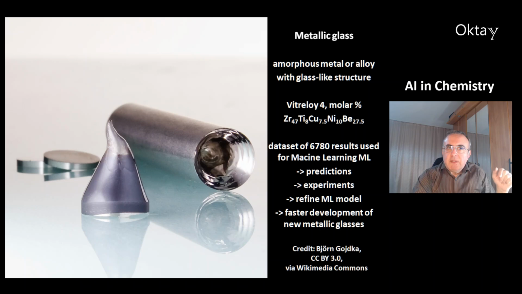This is a nice picture of a metallic glass. The metallic glass is an amorphous metal or alloy with glass-like structure. One example is Vitreloy 4. That's a picture of this compound. This is an alloy of zirconium, titanium, copper, nickel, and beryllium. And a dataset of 6,780 results from this field was used for machine learning. The AI gave new predictions that were tested in the experiments. The results were used to refine the machine learning model, and this led to a faster development of new metallic glasses.